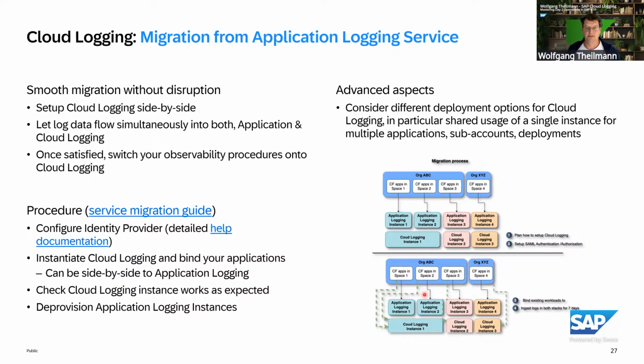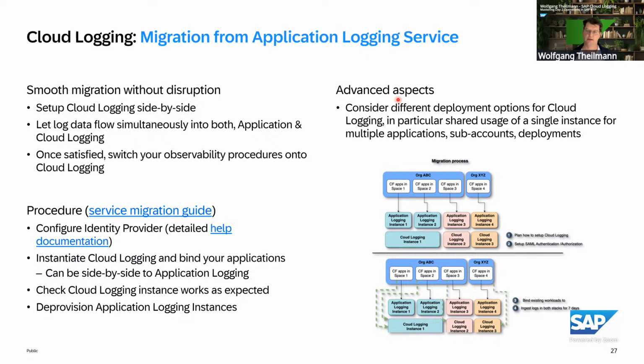Here, a short glimpse on the migration guide, or how to migrate from application logging to cloud logging. So basically, the procedure is very simple. You set up cloud logging side by side, let your data flow simultaneously into both application and cloud logging. And once you are satisfied, you can change perhaps the observability procedures you have on top of application logging towards cloud logging, and then simply shut down application logging. So this is basically described in the guide. We have also visual diagrams that explain this in more depth.